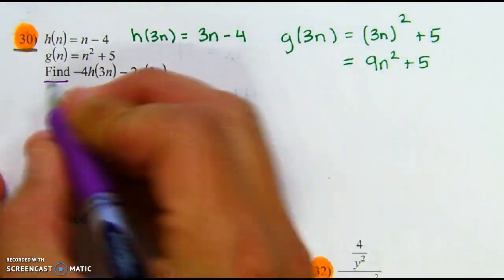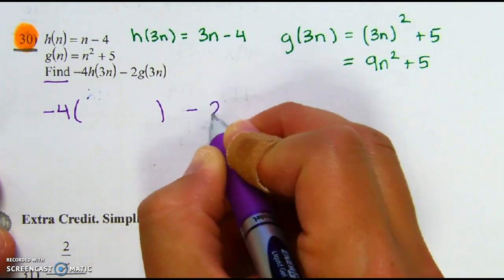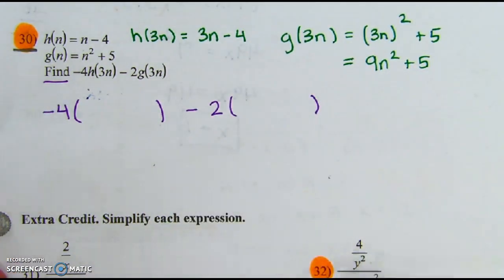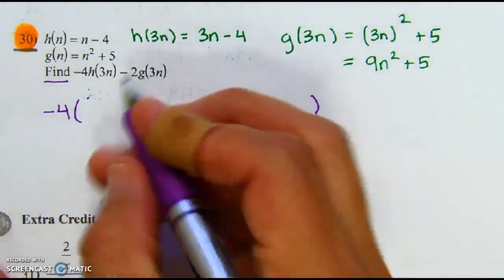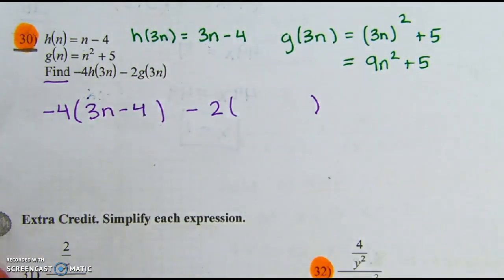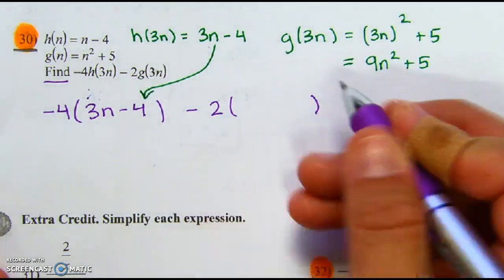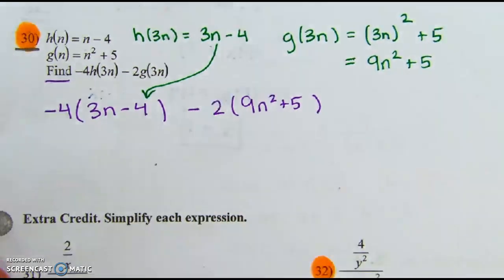All right, now what are we doing with these? Question, find -4 times h of 3n, and then do -2 times g of 3n. Here we go. -4 times h of 3n. So h of 3n is 3n minus 4. And then -2 times g of 3n, 9n squared plus 5.